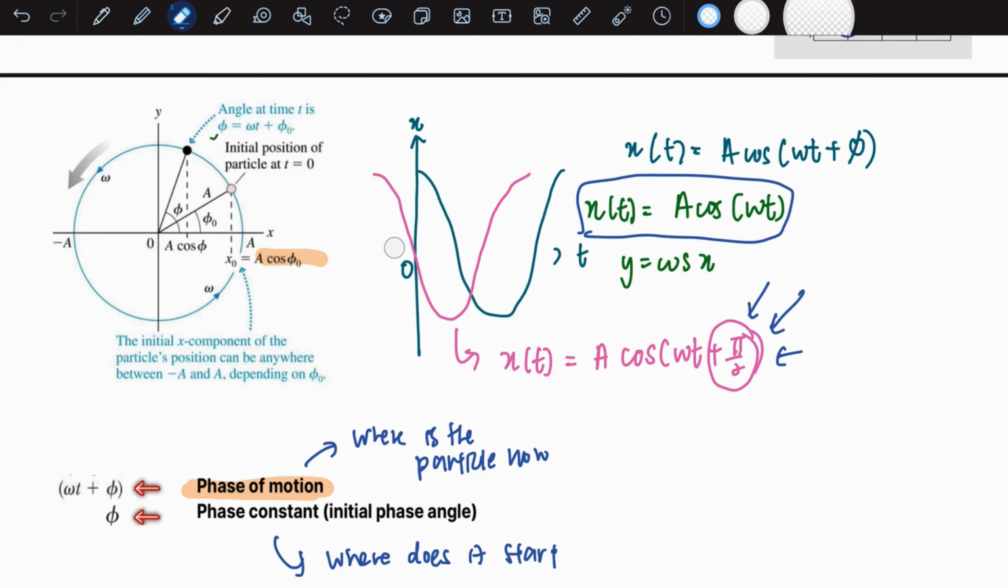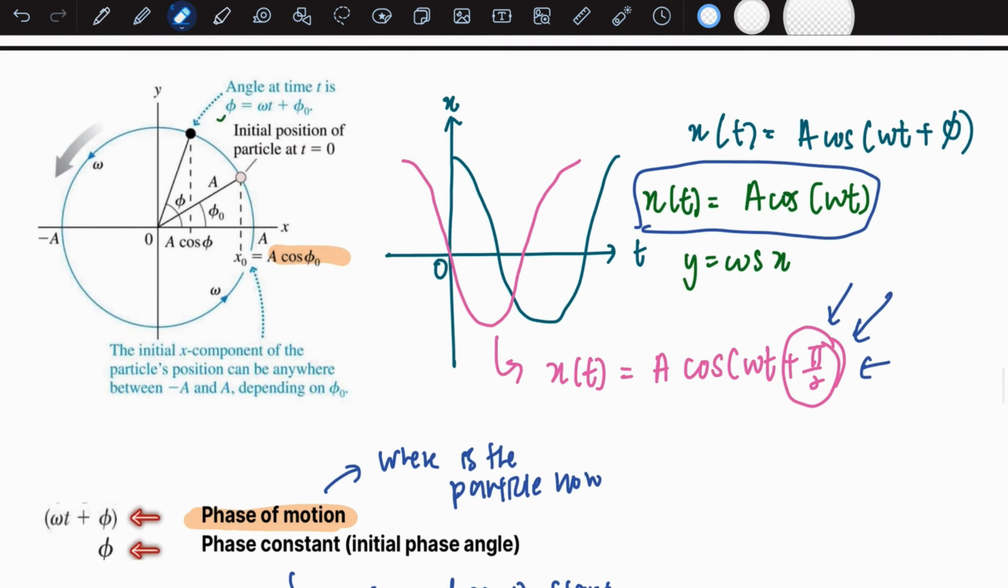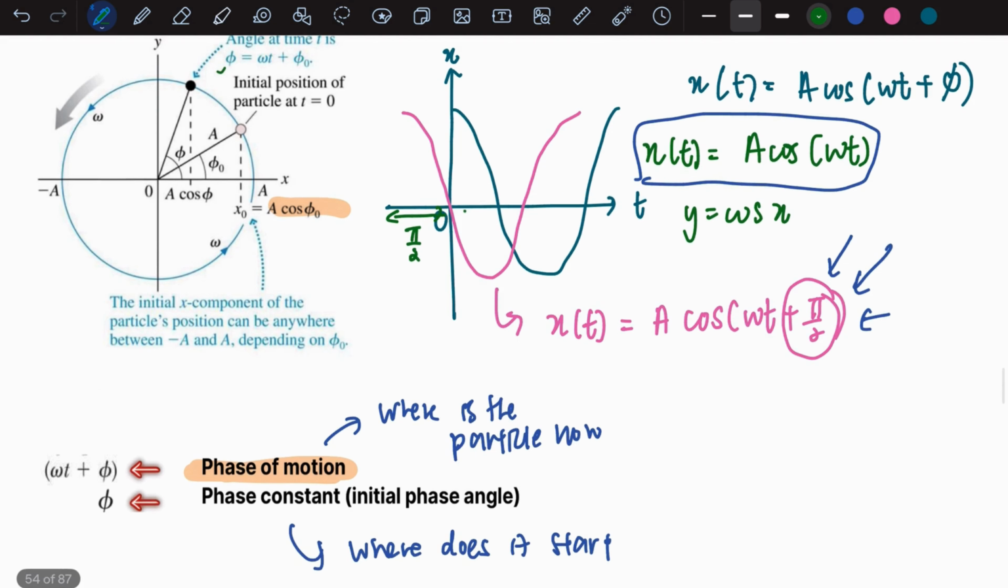Oops, I wrongly erased the line. Let me erase this. Okay, so this one we have shifted here by pi over 2. So this is pi over 2. This is your phase constant.